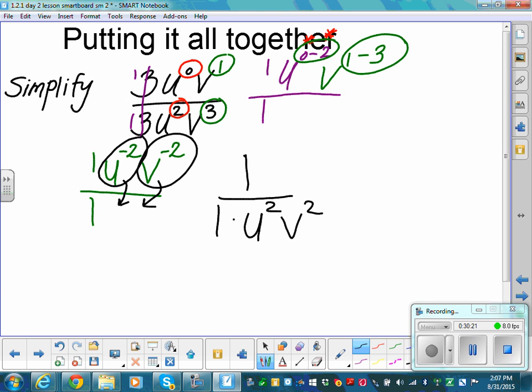Now, you guys, we're more advanced. We can't write our answers like this because you won't see it like that on a test. And what if it was multiple choice? So 1 over 1 times anything is just itself. So we'll have u squared v squared.